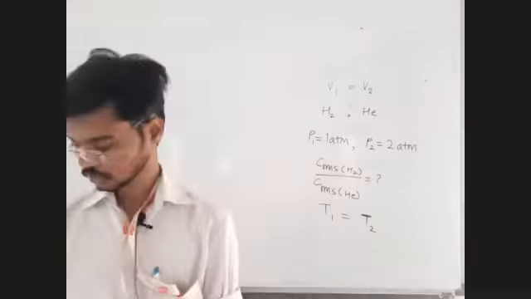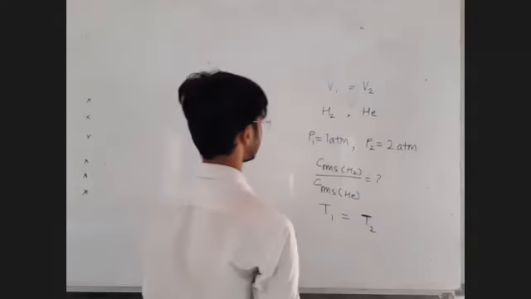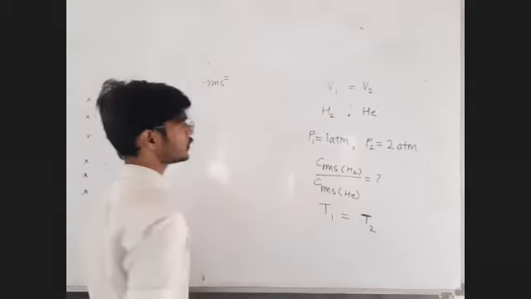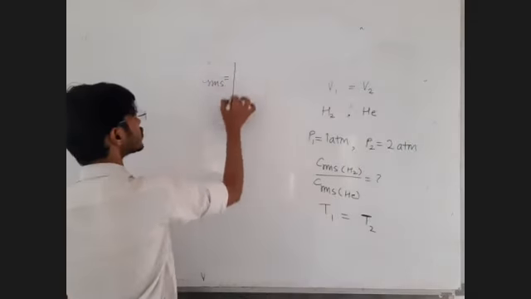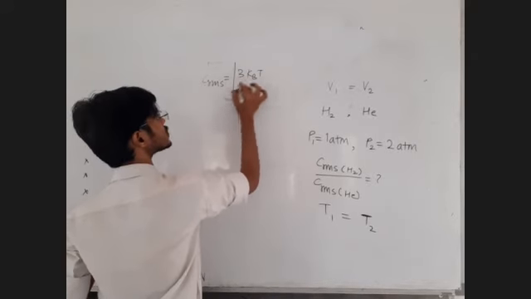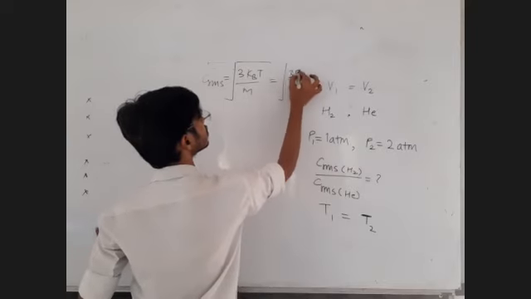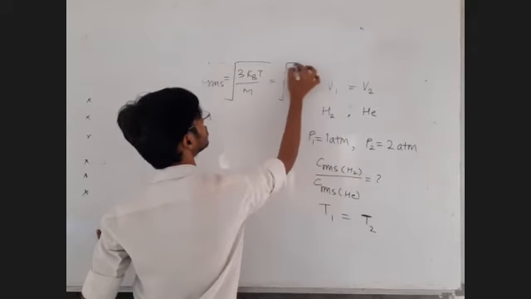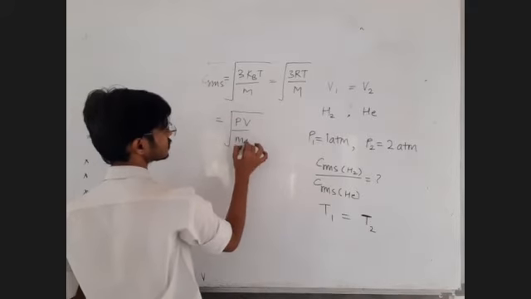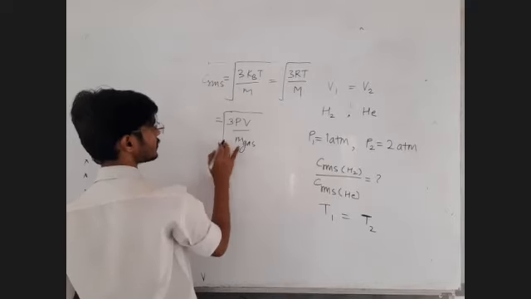So tell me which formula I shall use for CRMS. What are the possible formulae? Number 1 is under root 3 kBT by small m. Number 2 is under root 3 RT by capital M. Third is under root 3 PV by mass of gas. Am I right? 3 PV by mass of gas.